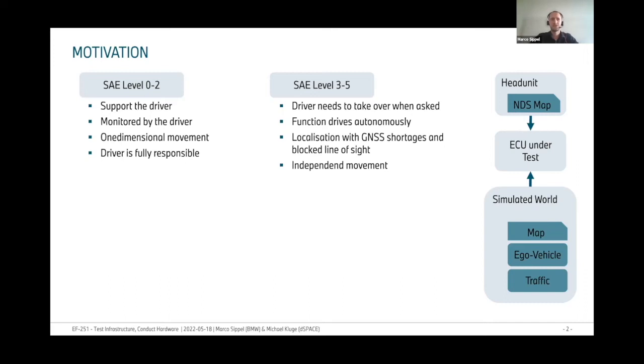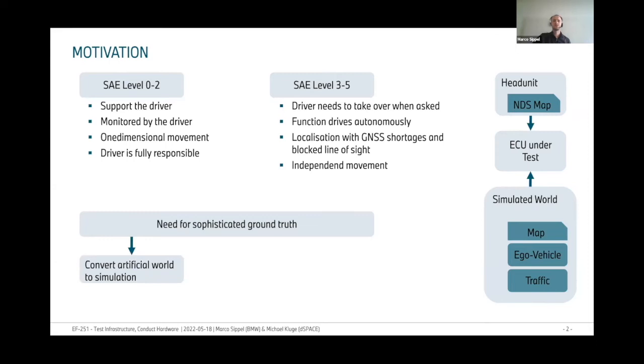What does it mean, essentially? It means that we need a very sophisticated ground truth for our simulation. And how can we achieve that? We divided it into two particular use cases. The first one, which we said is probably better suited for lower level functions, is that we convert an artificial world and use it in our simulation. The second use case is that we actually use data of the real world, so the real map, inside of our simulation.